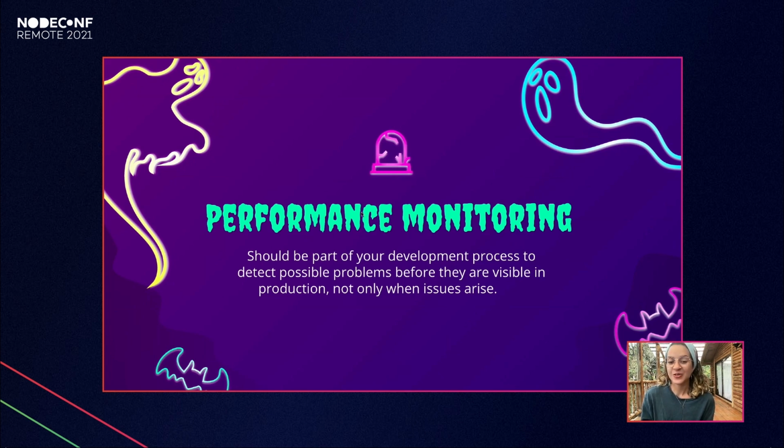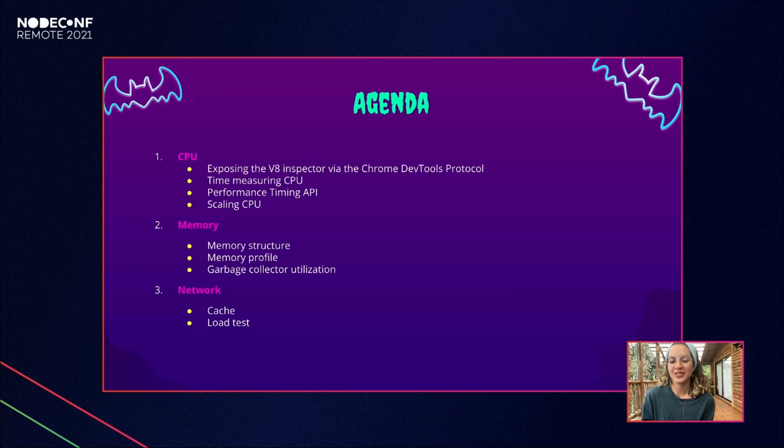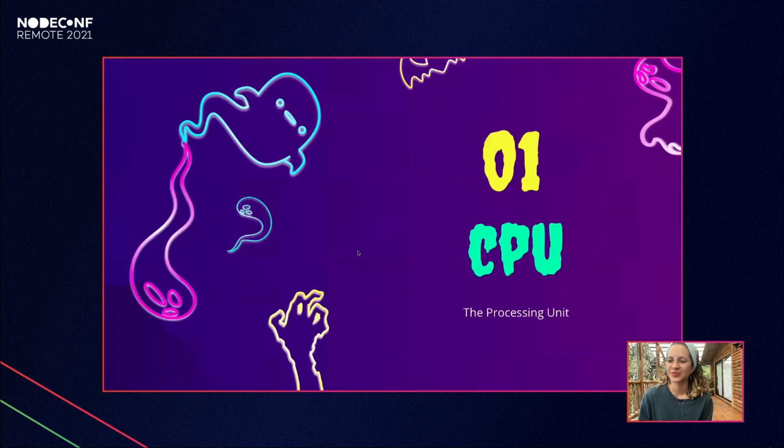This talk is divided into 3 main parts for improving performance in Node.js. First, we will be talking about CPU and some tools to improve Node.js performance, such as exposing the V8 inspector via the Chrome DevTools protocol, time measuring CPU, the Performance Timing API, and scaling CPU. Then we will be talking about memory, memory structure, memory profile, garbage collection utilization, and finally, we will explore network and cache and load tests.